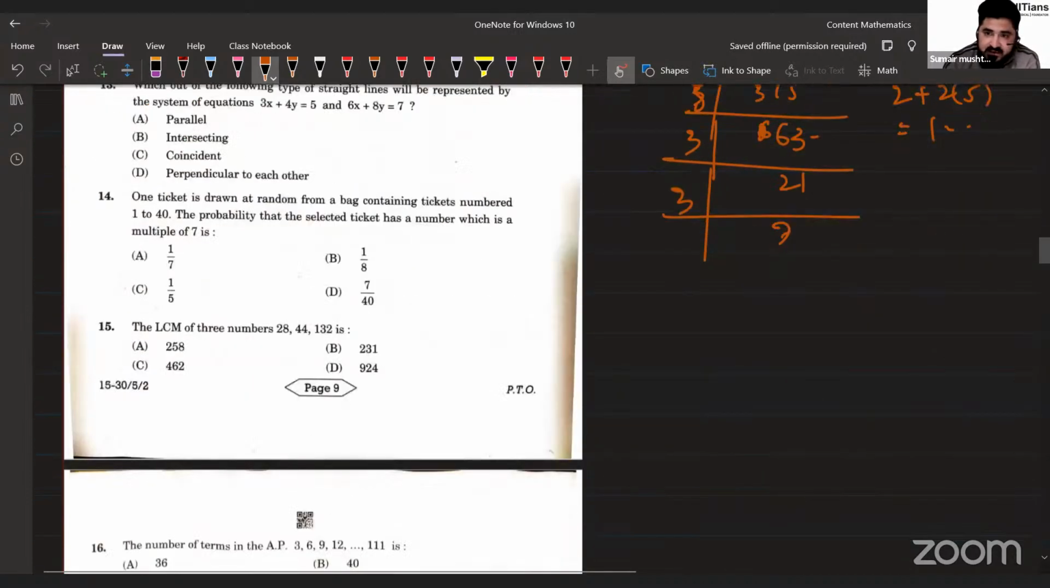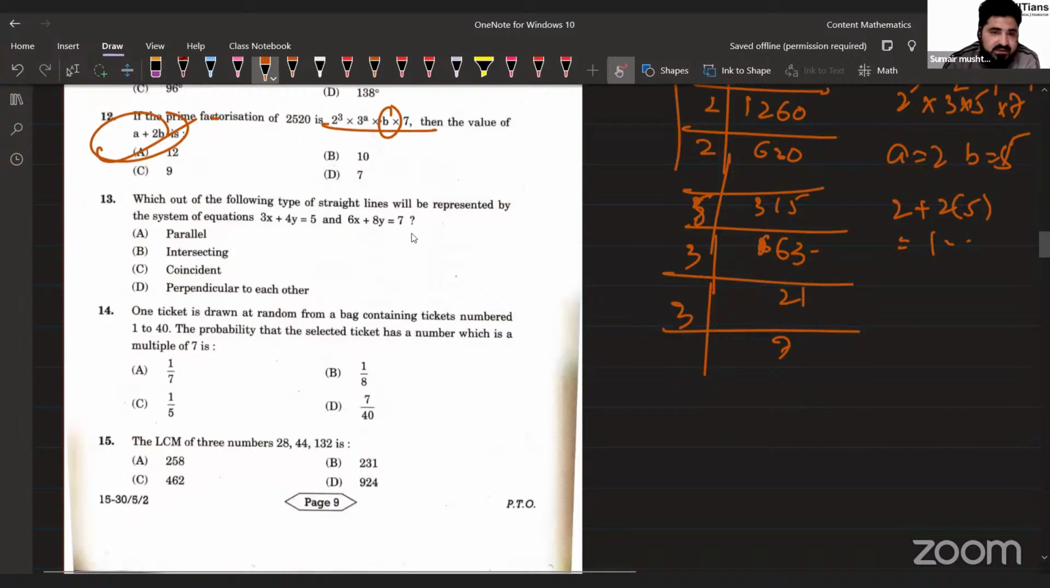See, these are the lines. Which of the following represent the intersecting lines or non-coplanar lines? Simple. What is A1 by A2? That is 1 by 2. What is B1 by B2? That is 1 by 2. What is C1 by C2? That is 5 by 7. That means A1 by A2 is equal to B1 by B2, which is not equal to C1 by C2.